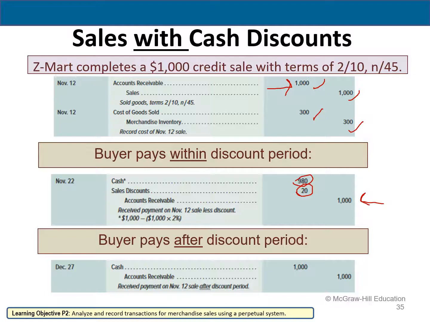Okay? All right, then if the buyer pays after the discount period, all we do is just record our cash and reduce our accounts receivable. So that's an entry you're pretty familiar with, I think, from chapters 1 and 2. Okay?